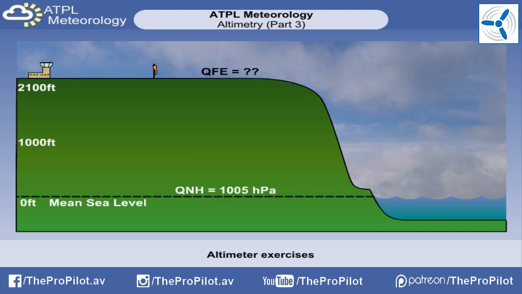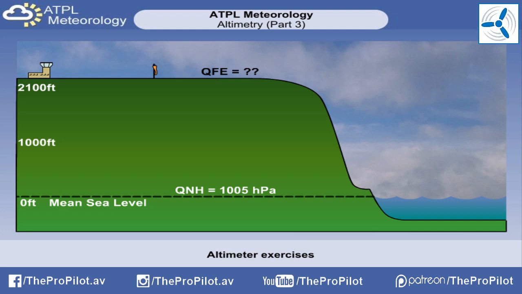Let's try another example. Let's say an airfield 2,100 feet above mean sea level has a QNH pressure of 1005. What will the QFE be? Since the QFE is the airfield pressure, and the airfield is above mean sea level, then we know QFE will have a lower value than the QNH. But how much lower?